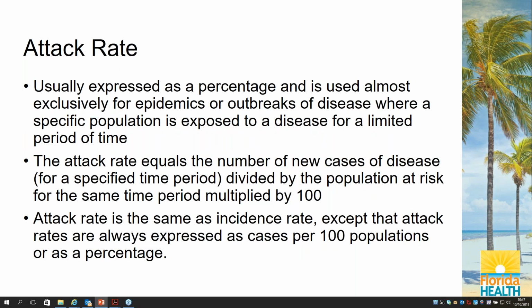So the attack rate is usually expressed as a percentage and is used almost exclusively for epidemics or outbreaks of disease where a specific population is exposed to a disease for a limited time period, right? So it's for a very specific time period. The attack rate is going to equal the number of new cases of disease for our specified time period divided by the population at risk for the same time period multiplied by 100, right?